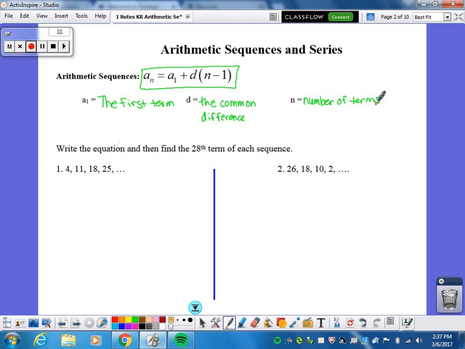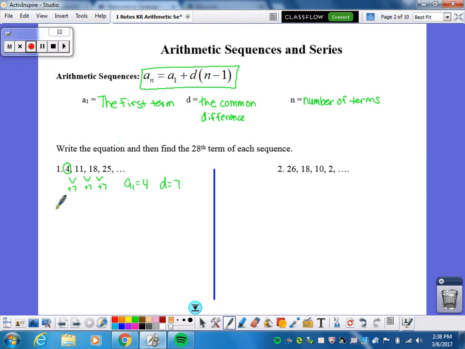So now let's look at the first problem that we have right here. Our first term in our arithmetic sequence is 4, so that's what we put in for our A1. Now from here we can see that this has a pattern that is going up by 7, so that's what our D is. We know our A1 is equal to 4 and D is equal to 7. It's now asking us to find the 28th term of each sequence. But before we do that, let's find the equation.